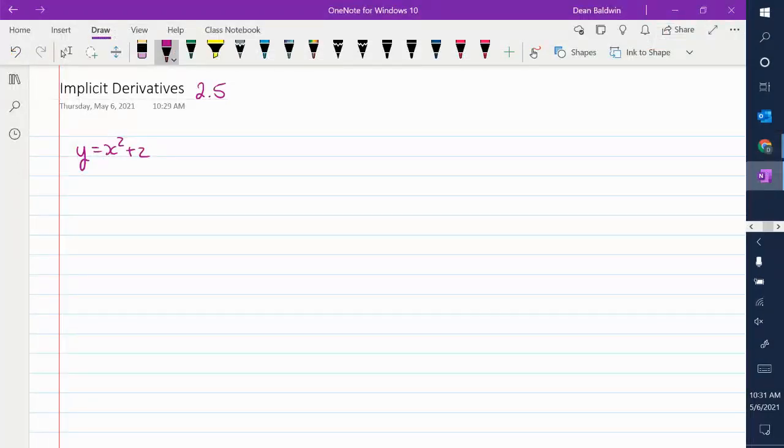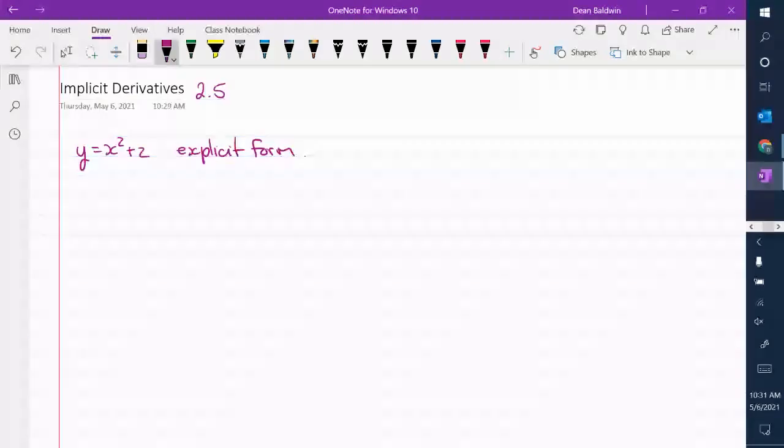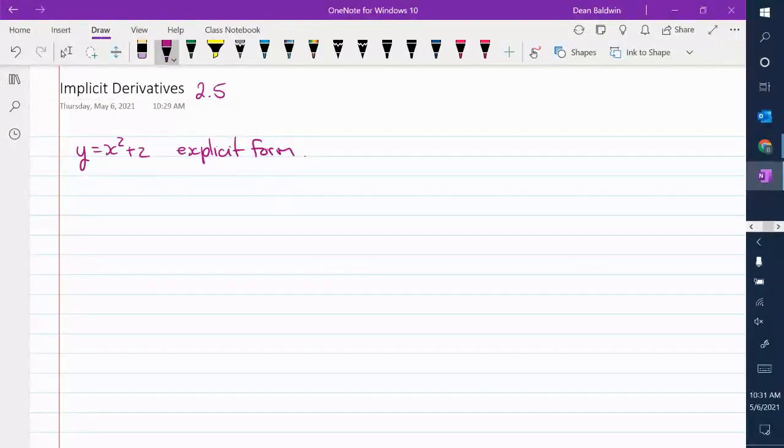You're used to seeing things written like y is equal to x squared plus 2, or y is equal to 3x plus 1, or y is equal to sine x, or whatever. That is called explicit form, because you're writing the function explicitly in terms of y. Y equals, or in terms of x, y equals x squared plus whatever.